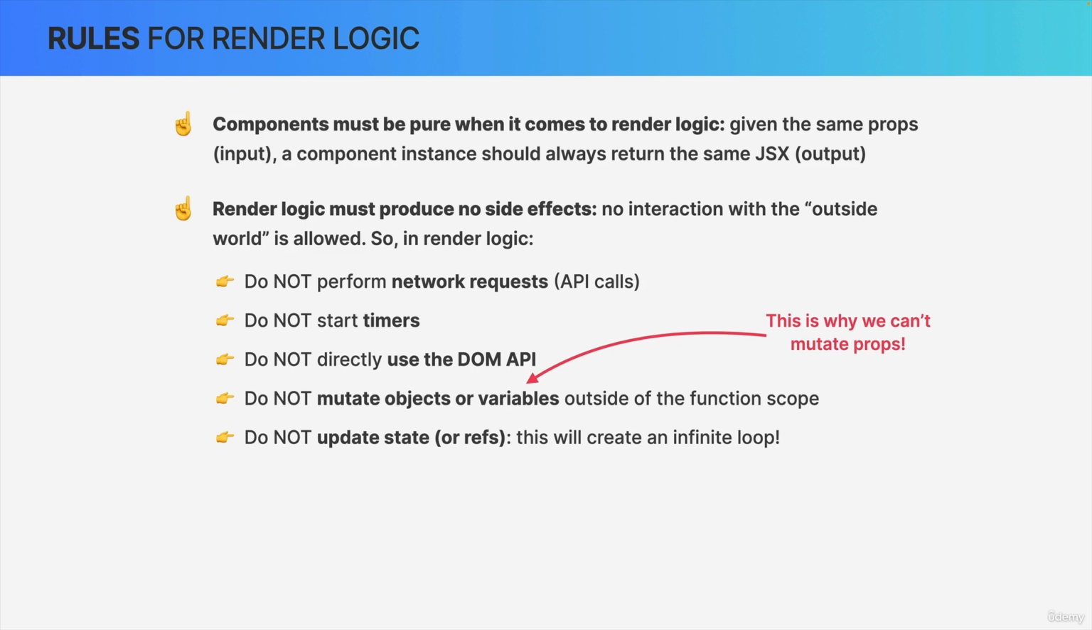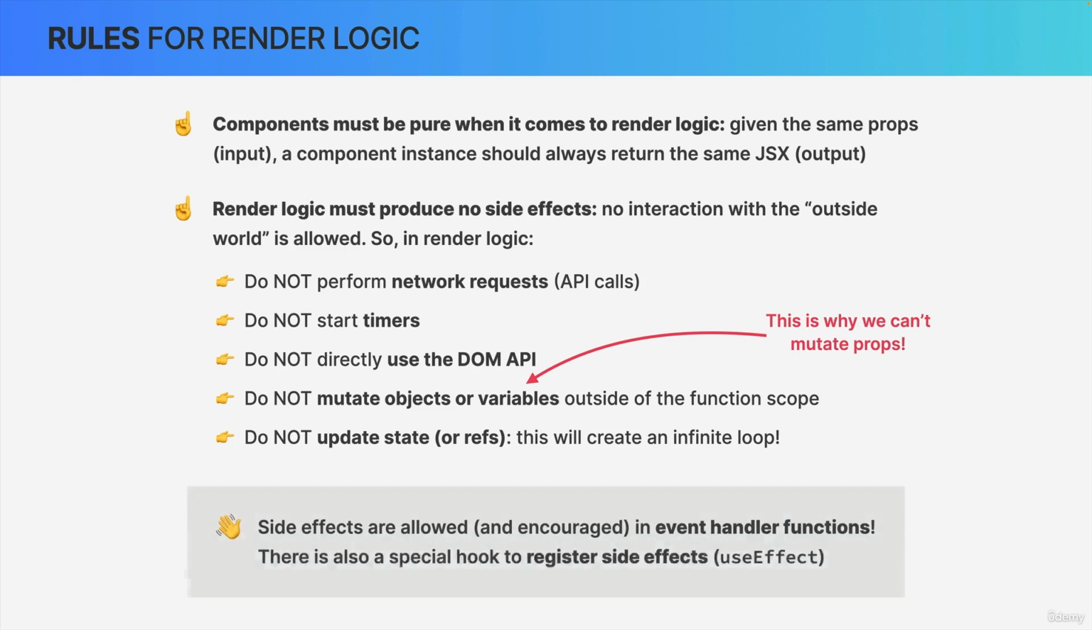First of all, we saw earlier that event handler functions are not render logic, and therefore side effects are allowed and actually encouraged to be used inside these functions. And second, if we need to create a side effect as soon as the component function is first executed, we can register that side effect using a special hook called useEffect. But we will learn all about that in the next section. For now, let's move on to another super important topic, which is state update batching.